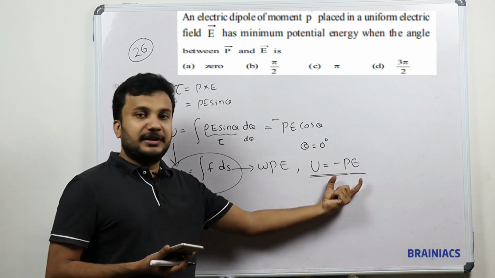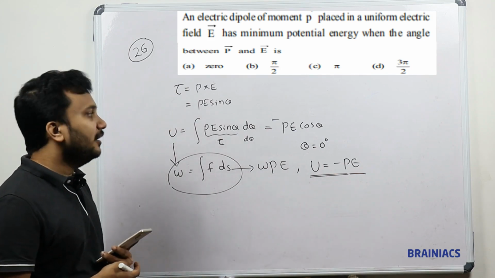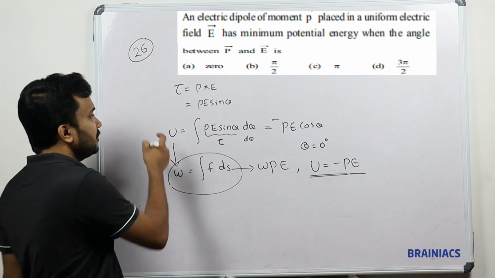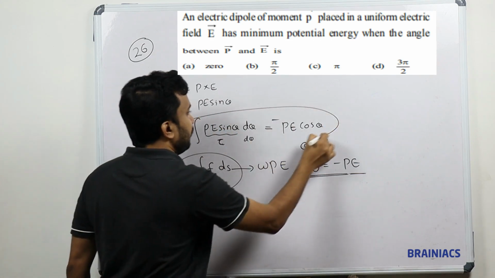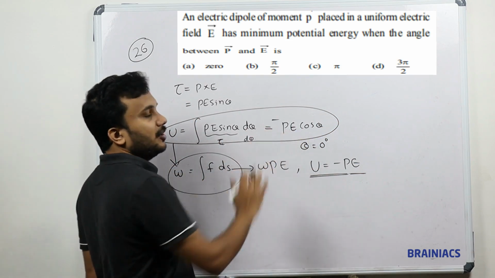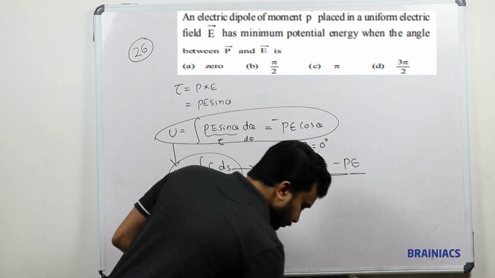Minimum value means most negative value, so minus PE, and this happens when theta is equal to 0 degree. So this formula you have to remember: U equal to minus PE cos theta. Okay, put it in a box. We'll move to the next question.